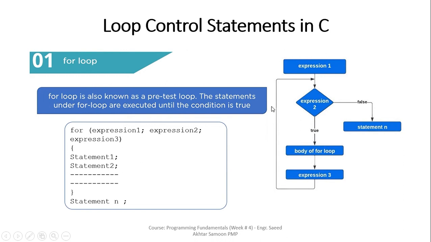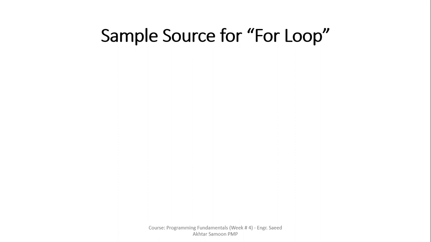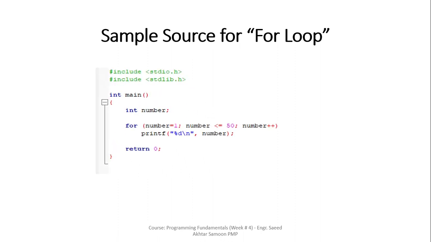This is how the loop actually executes. This is where you take the decision. If it is true, then the body of the loop can contain one statement, 10 statements, 100 statements, or as many statements as you like. And if this condition is not true, then the statement n will be executed. From this pseudocode it may not be very clear, but from the sample code and the results, it will be very clear to you how a for loop is actually implemented in C language.